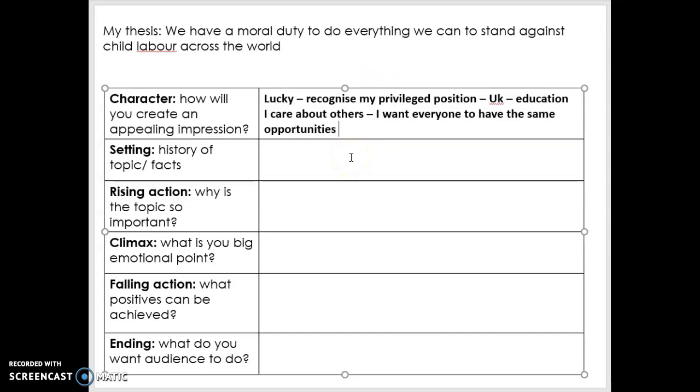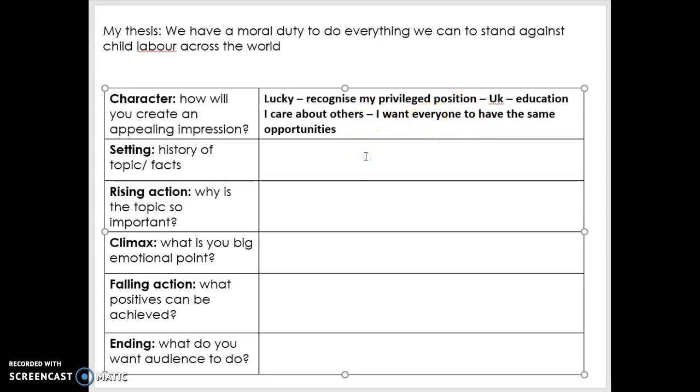So that'll be my first paragraph, talking about myself, recognising my privileged position as an educated person born in the UK, but also saying that this isn't the same for everybody. Some people don't have this chance, and I think I really want that to change. Obviously, I would write it much better than that. I'd use persuasive devices and all those things, but that's just an outline, a skeleton of the sort of things I'd say.